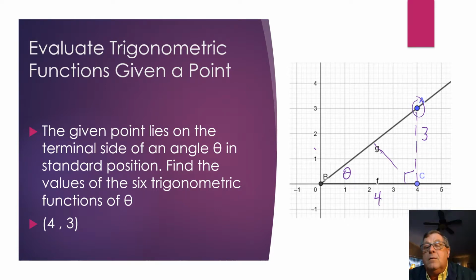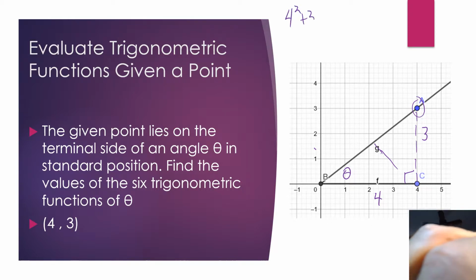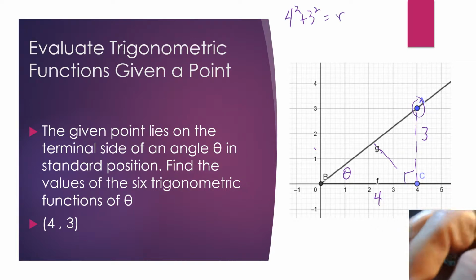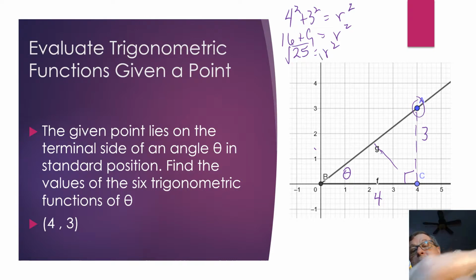But we can find that by using the Pythagorean theorem. So let's say that 4 squared plus 3 squared equals, and rather than c, we're going to call this the radius squared, or r squared. Well, 4 squared is 16, 3 squared is 9, that's equal to r squared, 25 is equal to r squared, and let's take the square root of both sides of this, where r is equal to 5. And so now we've got a measure for the hypotenuse.